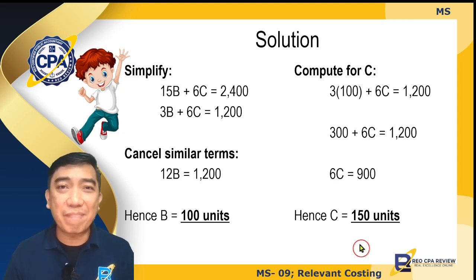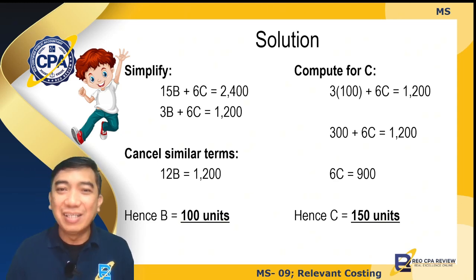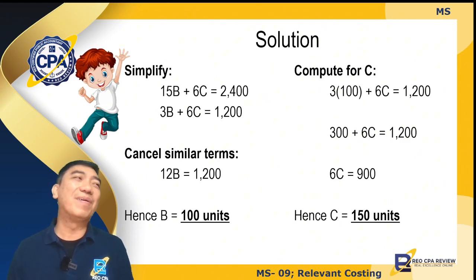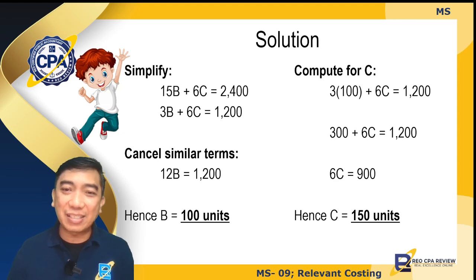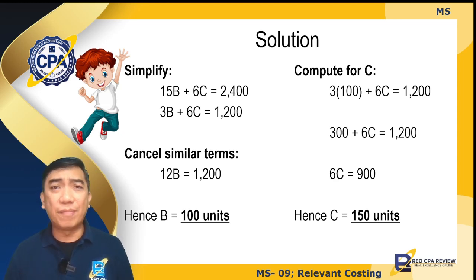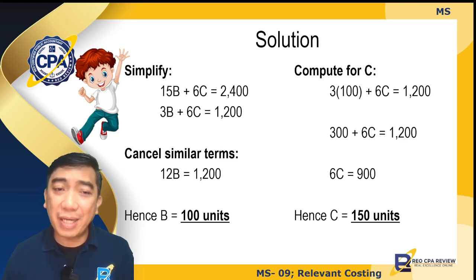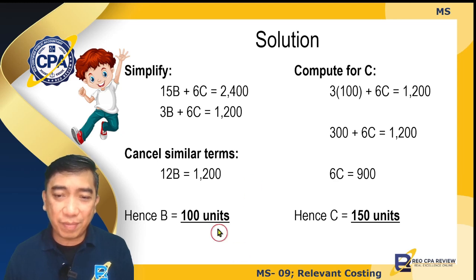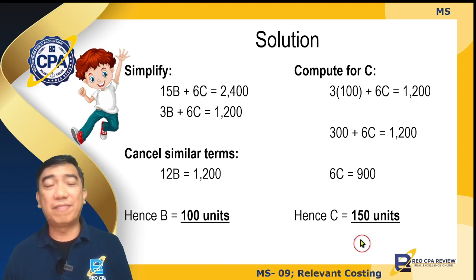Okay, so yung mga nahirapan sa algebra, nawala na. Okay, yung mga marunong sa algebra, ay puto lang yan. Di ba? Dali-dali. Di ba, class? Algebra is very important. So, what is the answer? The best combination of products that will optimize the resources is 100 units of B and 150 units of C.